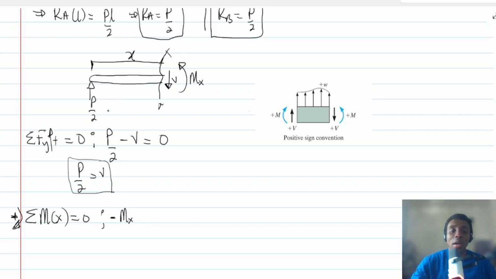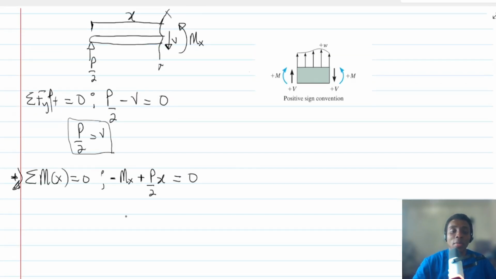So that moment, because it is coming in that sense, is going to be plus P divided by 2 multiplied by X. Or let me just say X should be 0. Are you okay? So then what is M of X? M of X, which is the moment that we are interested in, will be equal to PX divided by 2. This is very interesting to know.